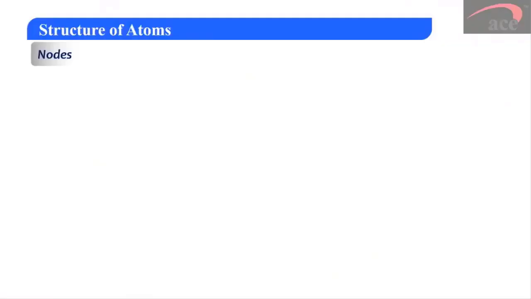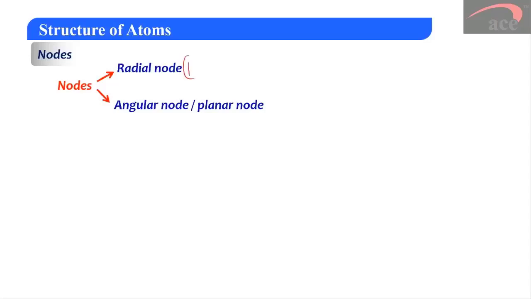When we talk about nodes, students, node is of two types, as I just explained. One is the radial node, and this radial node is also called the nodal surface. Let us write this as nodal surface. This nodal surface or radial node depends upon distance.